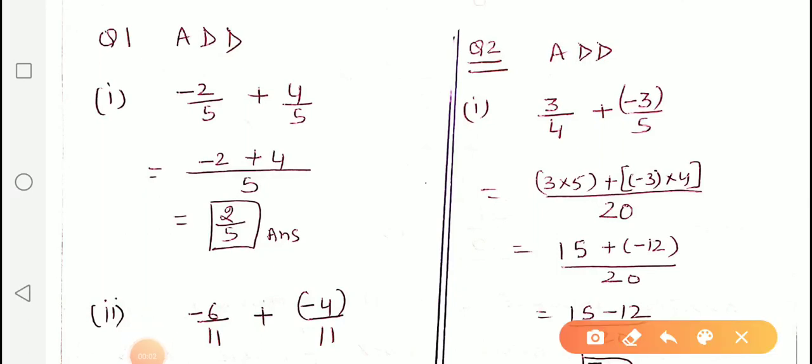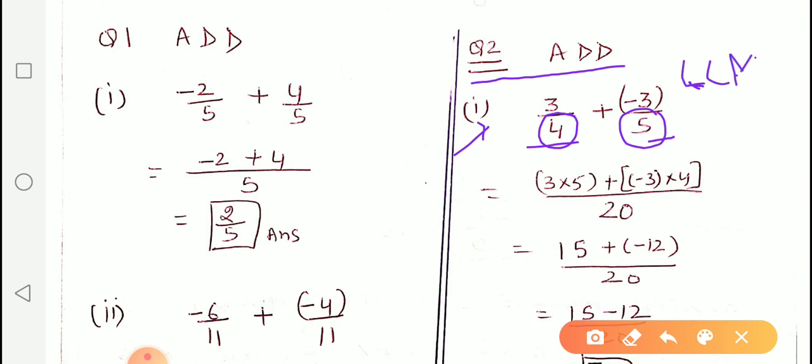Now our next question is again add. First part is we have to add 3 upon 4 and negative 3 upon 5. Here the denominators are different. So we have to take the LCM of denominator 4 and 5 as 20.